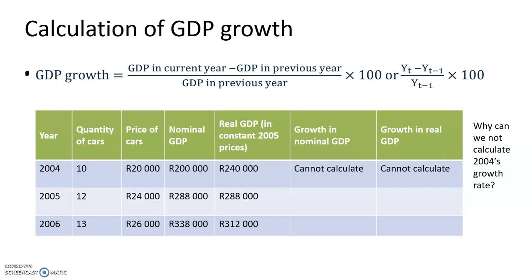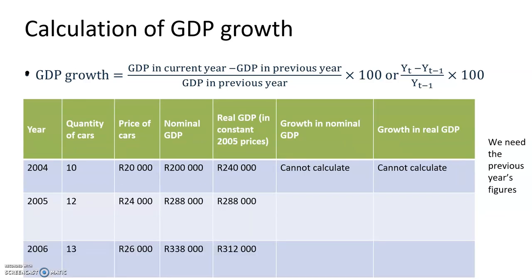Let's look at an example. So why can we not calculate 2004's growth rate? Because when we look at the formula, we can see that we need the previous year's figures, which in this case is the 2003 value.